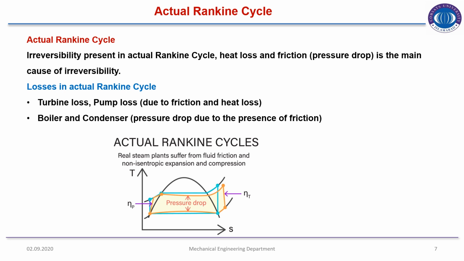On the right hand side, this is a very evident deviation. This is in the turbine. Again, the turbine loss is due to the friction as well as the heat loss. And at the bottom, this is the condenser. Condenser loss is due to the friction, so there will also be a pressure drop in the condenser.